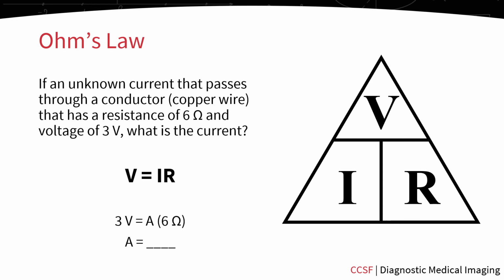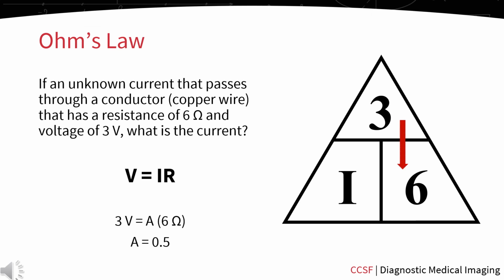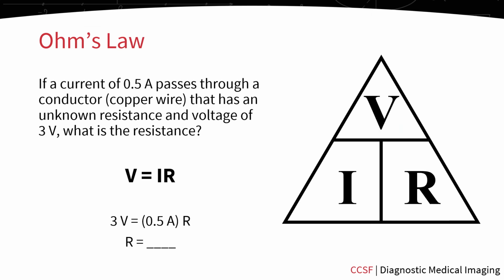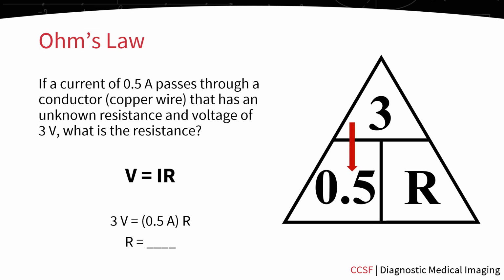Let's try with different variables, 3 volts and 6 ohms. You put the 3 volts on top, the 6 ohms on bottom, divide 3 divided by 6, and you get 0.5 amps. All right, one more. This time we have 3 volts and 0.5 amps. The 3 volts go on top, the 0.5 amps go below. 3 divided by 0.5 is 6, so we have a resistance of 6 ohms.